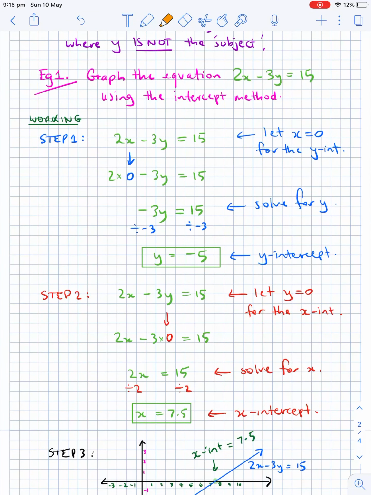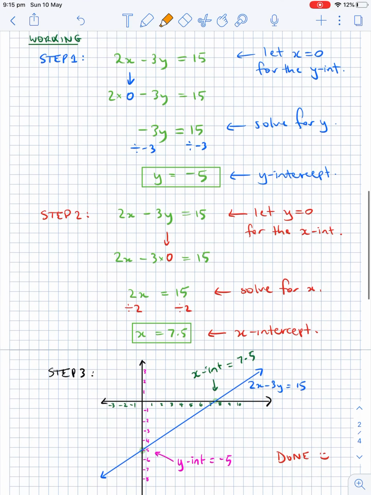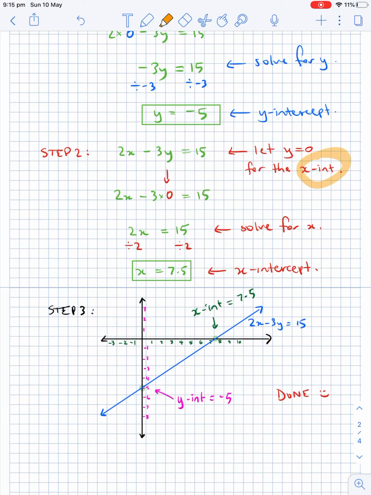So we already know one point on our line where it hits the y-axis. Next up, let's find the x-intercept by making y equal 0. So our y changes to a 0 here. -3 lots of 0 just vanishes. So we're left with 2x equals 15. We get x by itself by dividing by 2. 15 divided by 2 is 7.5. That is going to be our x-intercept.